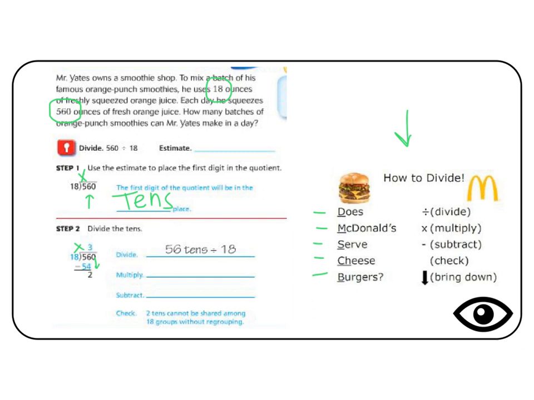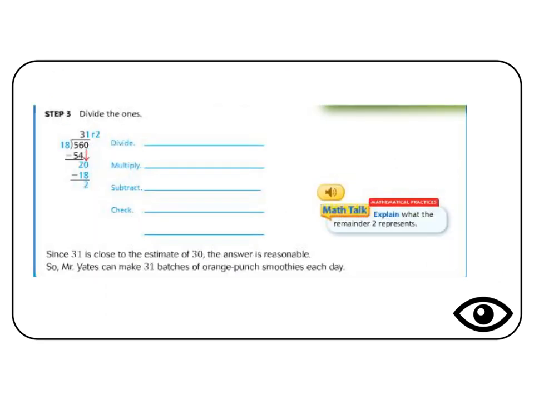So on the side, we multiplied 18 times 3, and that gave us the answer of 54. And then we did 56 minus 54, which left us over with 2, and we're ready to bring down the 0. Once we bring down the 0 with that 2, we have 20 on the bottom, and we start all over again. Divide. How many times does 18 go into 20?